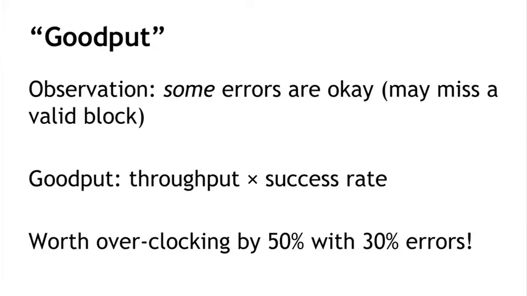So there's a measure of mining success called goodput, which is the throughput, how quickly you're finding blocks, times the success rate. How often does the computation actually have errors? And an interesting observation is that it may be worthwhile to go much faster even if you make a large number of errors if it leads you to find valid blocks more quickly. So if you can tweak one knob and run your graphics card 50% faster, even if you have an error in the SHA-256 computation 30% of the time, you just multiply 1.5 times 0.7, and you're still finding blocks faster than running the chip at normal speed with no error.